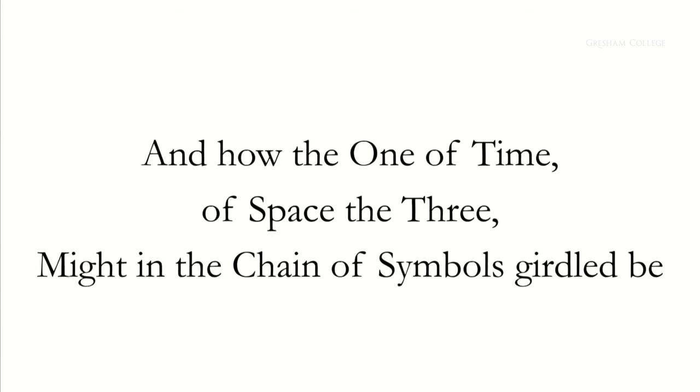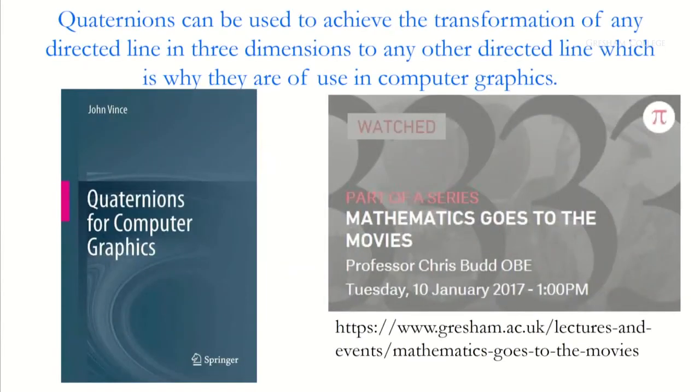I just picked one example of where they'd appeared, for example in Gresham lectures before, one that I gave, but also a very nice one here by Chris Budd, in his lecture Mathematics Goes to the Movies, where he shows how quaternions can be used in computer graphics in the transformation of any directed line in 3 dimensions to any other directed line. I've given the link to that lecture, which is well worth looking at.